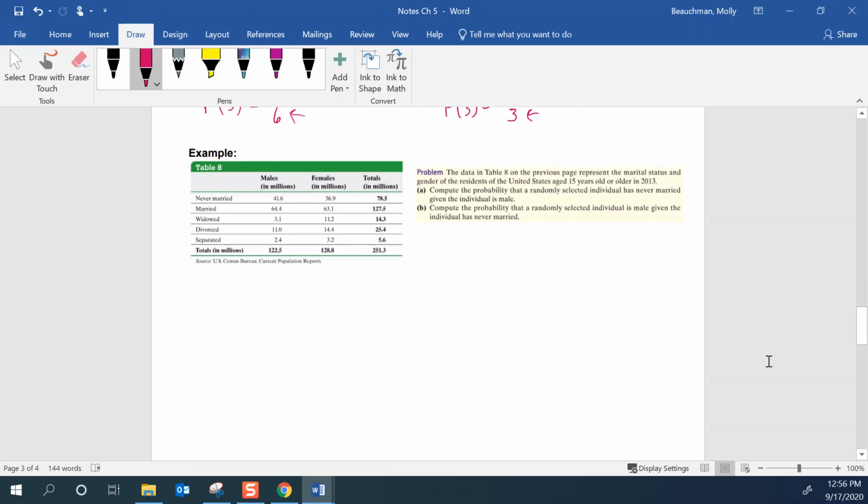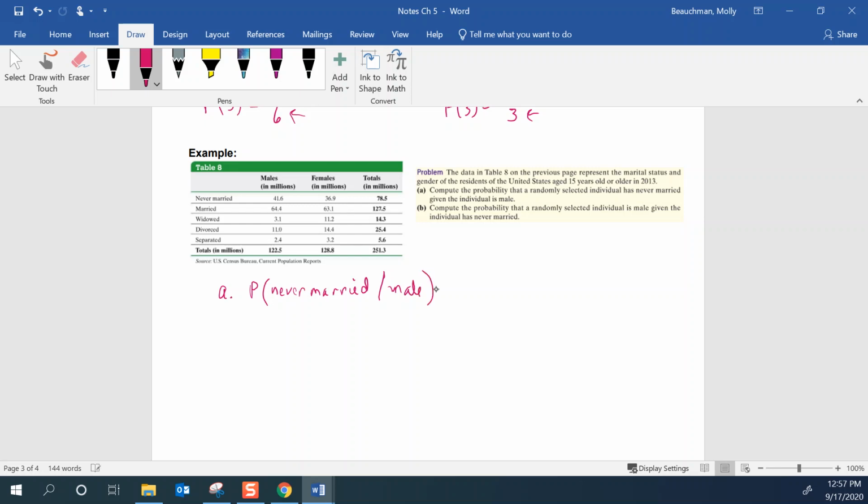So question A says, same table, this is a two-way with gender, male, female, and marital status. So A, compute the probability that a randomly selected individual has never married, given the individual is male. So find the probability never married given the individual is male.